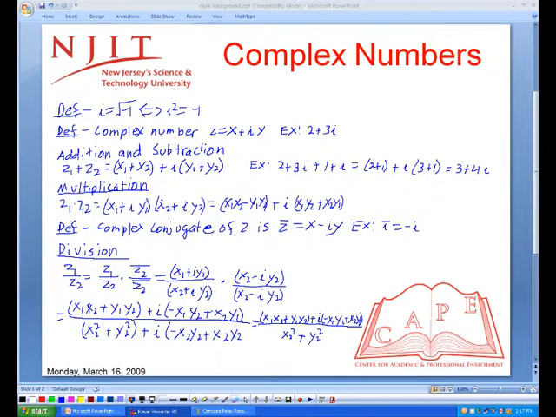Now notice over here it's negative instead of positive that it was over here, but that's because this part is negative. Same thing for this. This is positive because this part's negative.